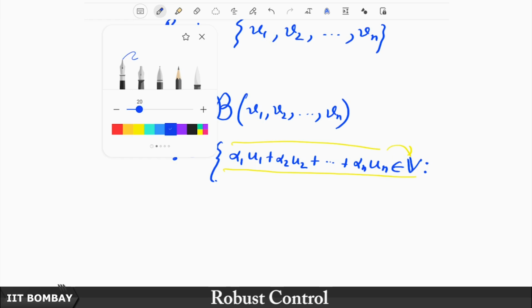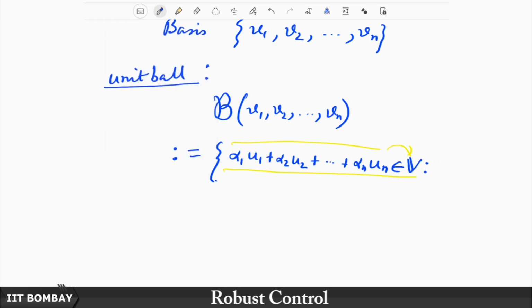Now, at this point is where we are imposing some additional constraint, where of course the alpha i's are real numbers. Again, nothing fancy about this. This is over the field of real numbers. But now, very importantly, we have this constraint that the summation of alpha i squared, i going from 1 through n, is less than unity.